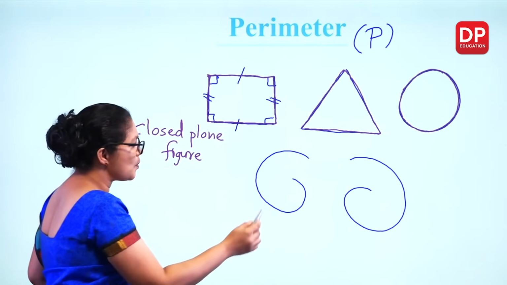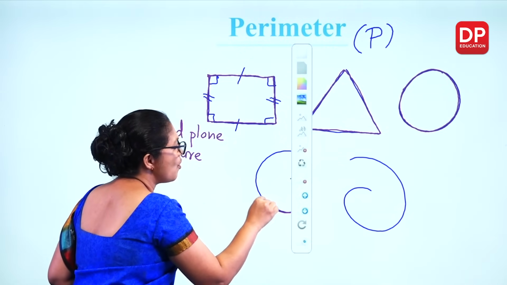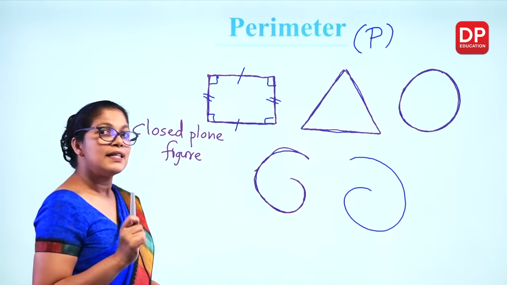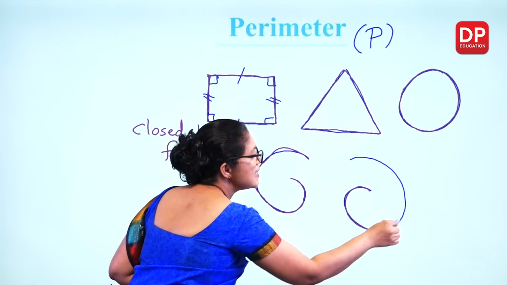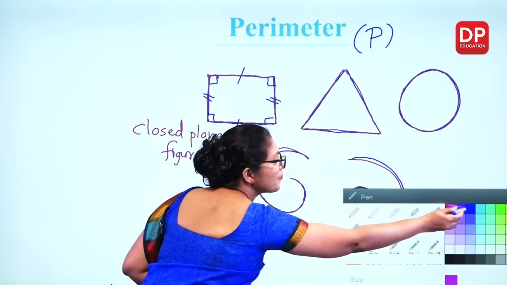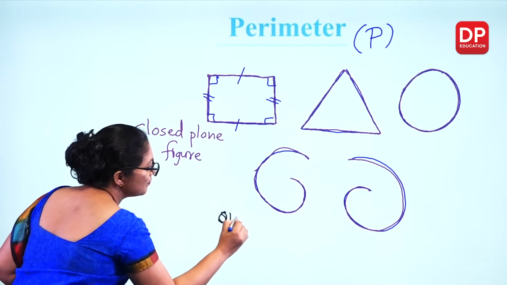Now what about these ones? Start from any place, and when you go round and round, you are not getting the same position. Here also you are not getting the same position. So we call these open plane figures.